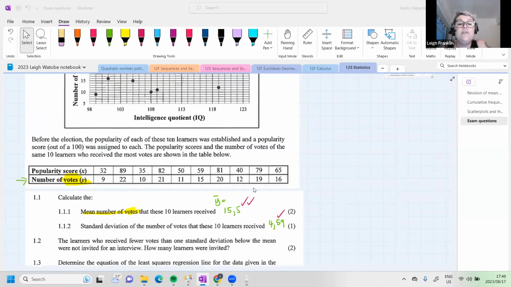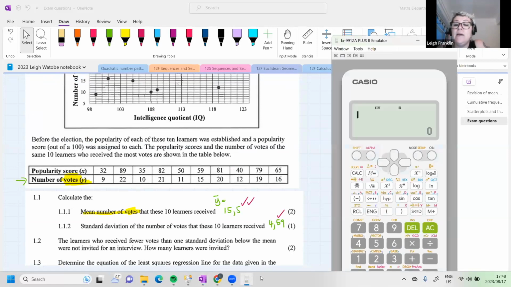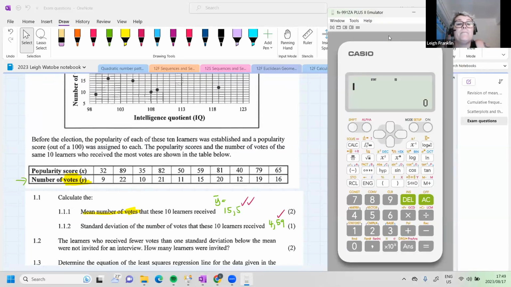So Menenhle, when you said you can use a plus bx to find the mean, is that what you mean? That's to find the least squares regression line, a plus bx. But that's not what they were asking us to do here. They weren't asking us to find the equation of the least squares regression line.